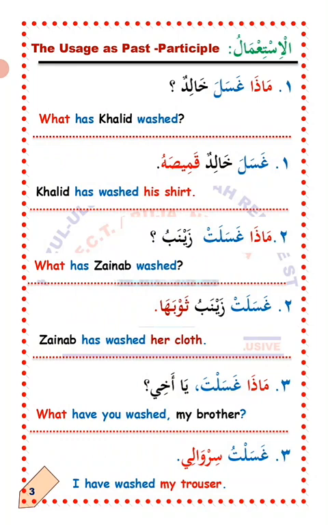Al-isti'mal, now the usage. The usage as past participle. Wahid, number 1. Madha gosala Khalid? What has Khalid washed? Now the answer. Gosala Khalidun qamisah. Khalid has washed his shirt.